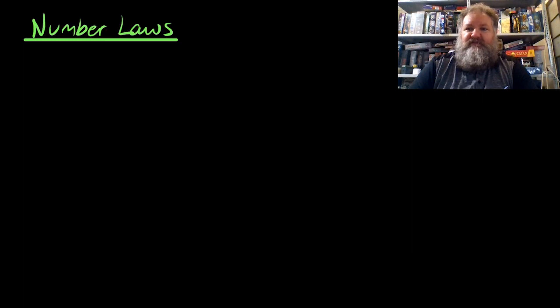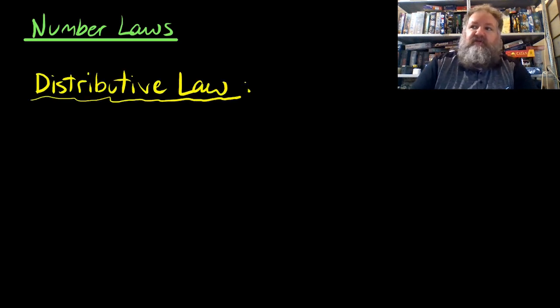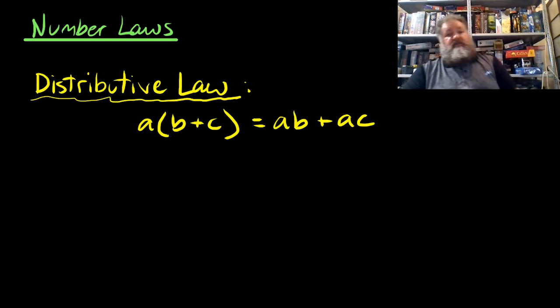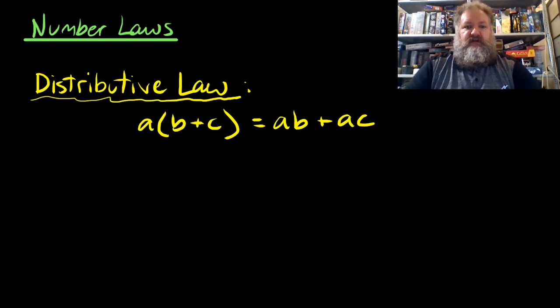Okay, let's talk about some number laws. Now, you've heard me referring to our first number law fairly regularly. You've heard me talk about the distributive law, particularly when we're expanding out brackets, because that's what the distributive law is all about. Basically, it's about if we have something outside of a bracket being multiplied by things inside, you can redistribute the numbers in the fashion that is shown here.